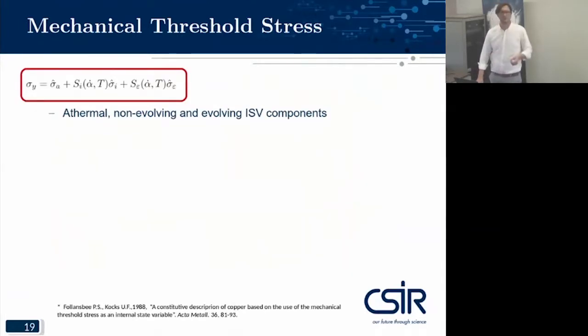Just because we all do a bit of math, I'll show you that this is based on some math that you implement, and that I implemented into a Fortran code. Essentially, you have this yield stress, the limit where your material starts to deform plastically. This is broken down into three components. One athermal component that is present no matter what rate and temperature you deform it at. Then you have a constant component that scales with temperature and rate. And you have an internal evolving component. That's the one on the far right.